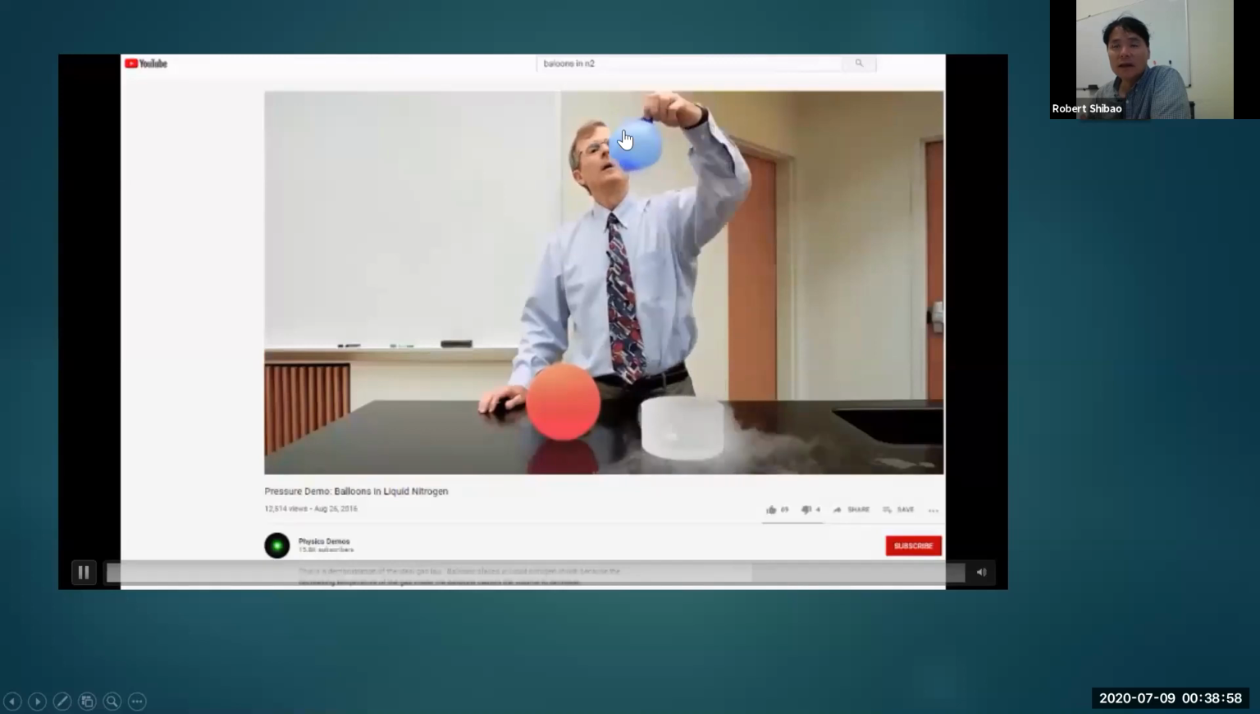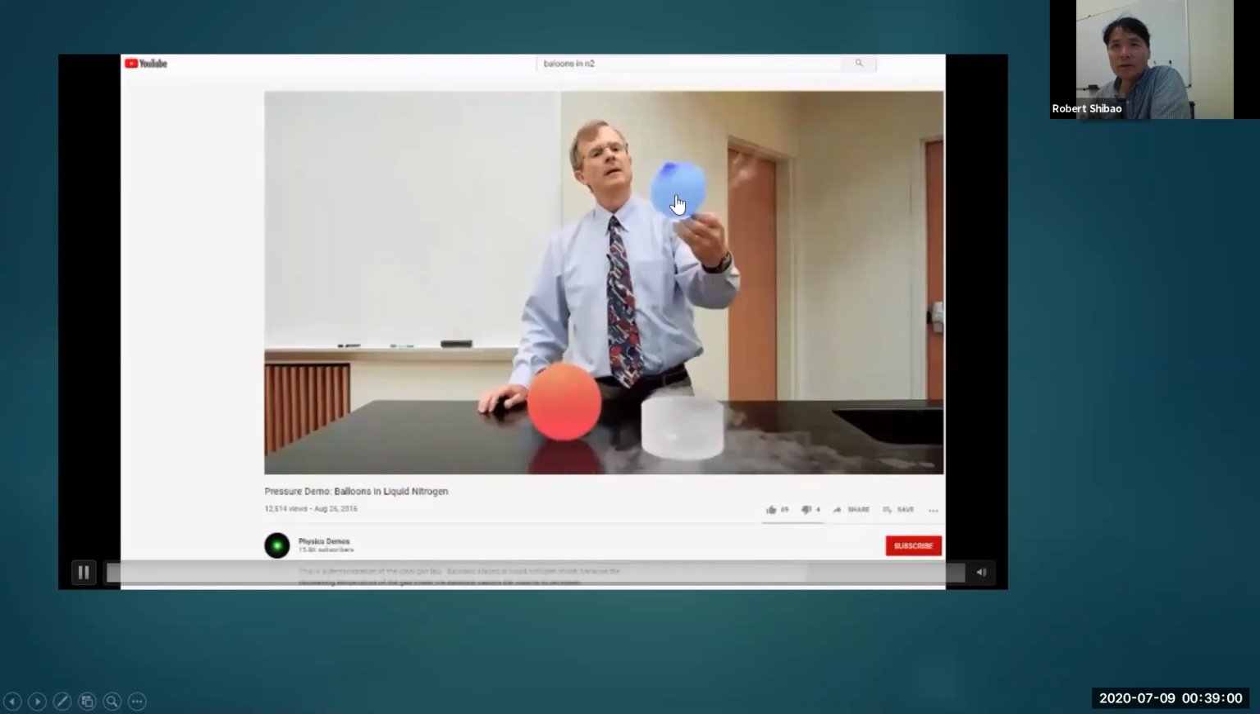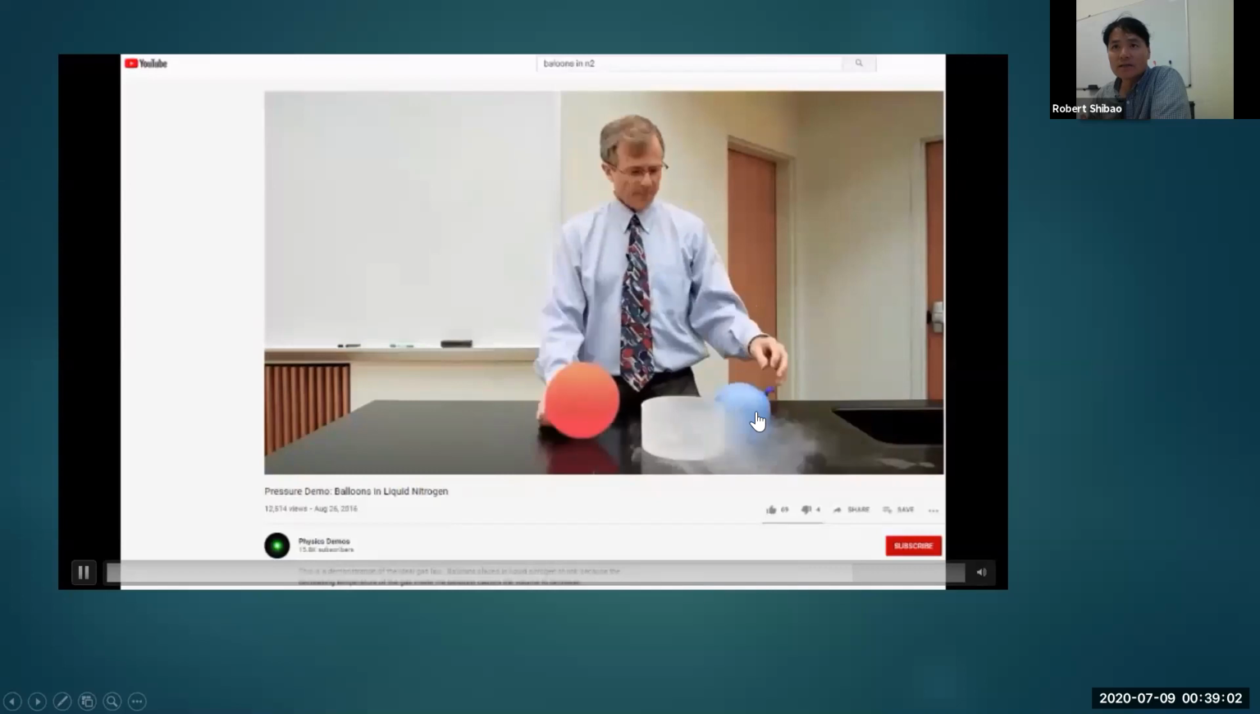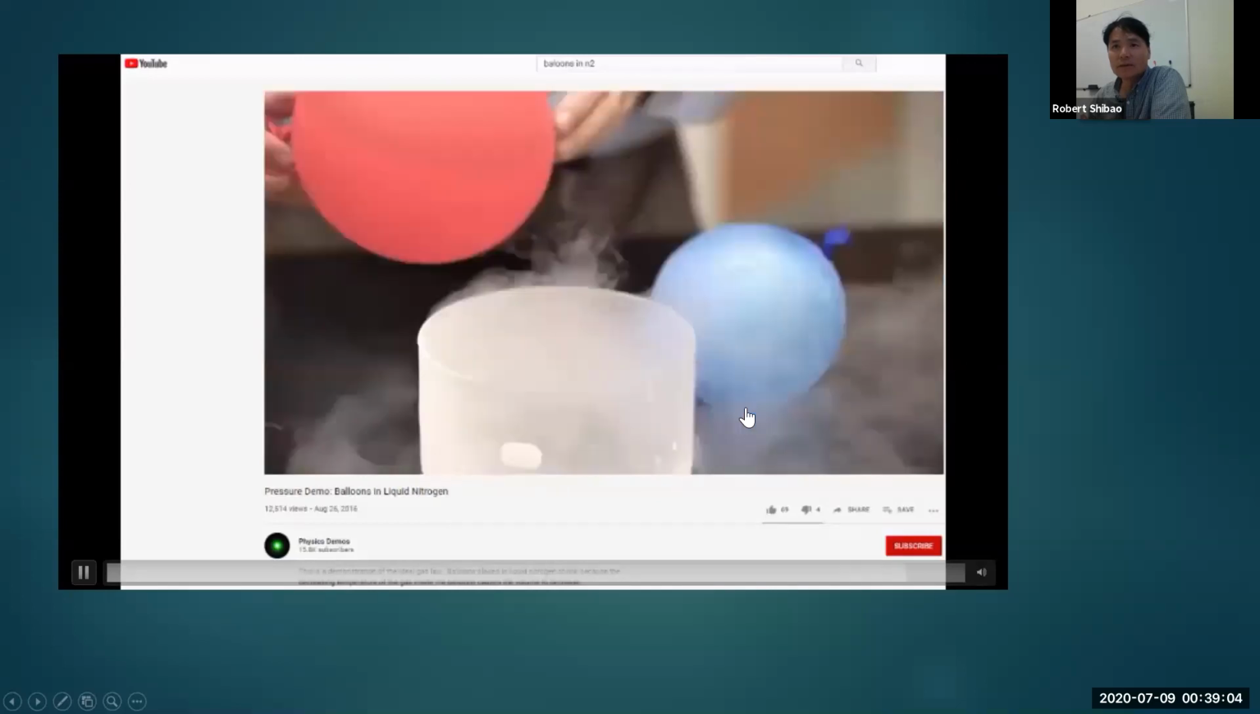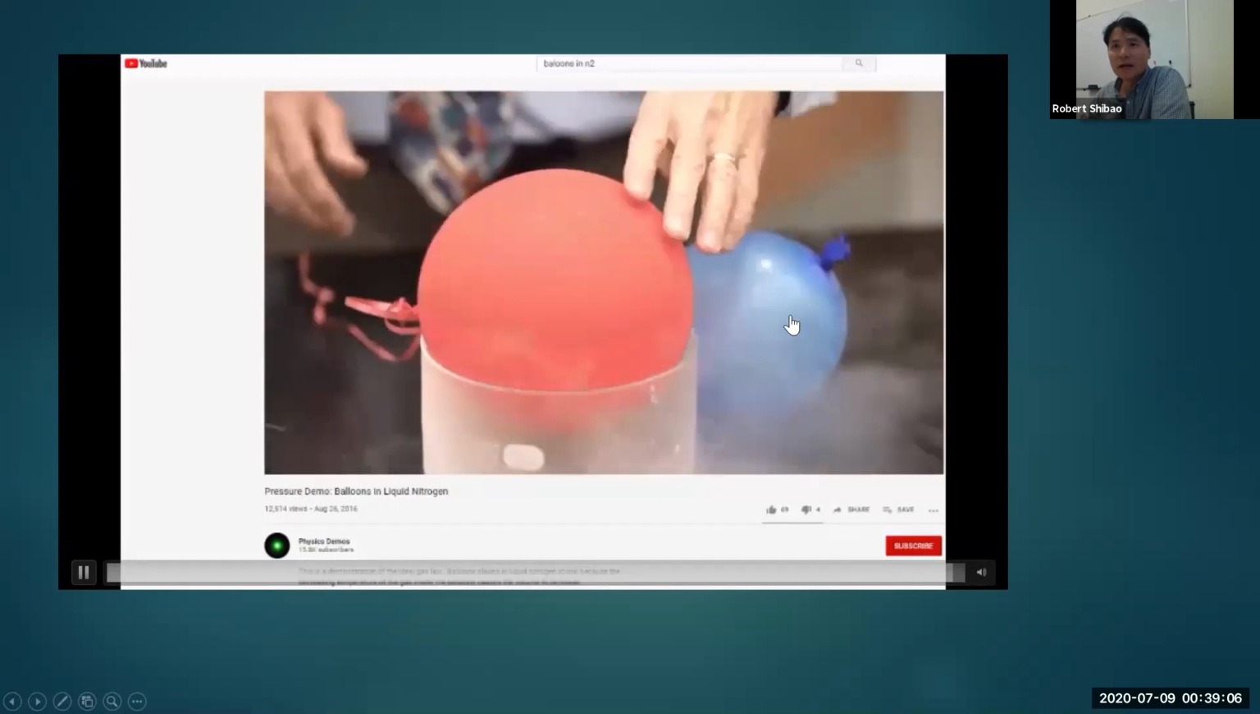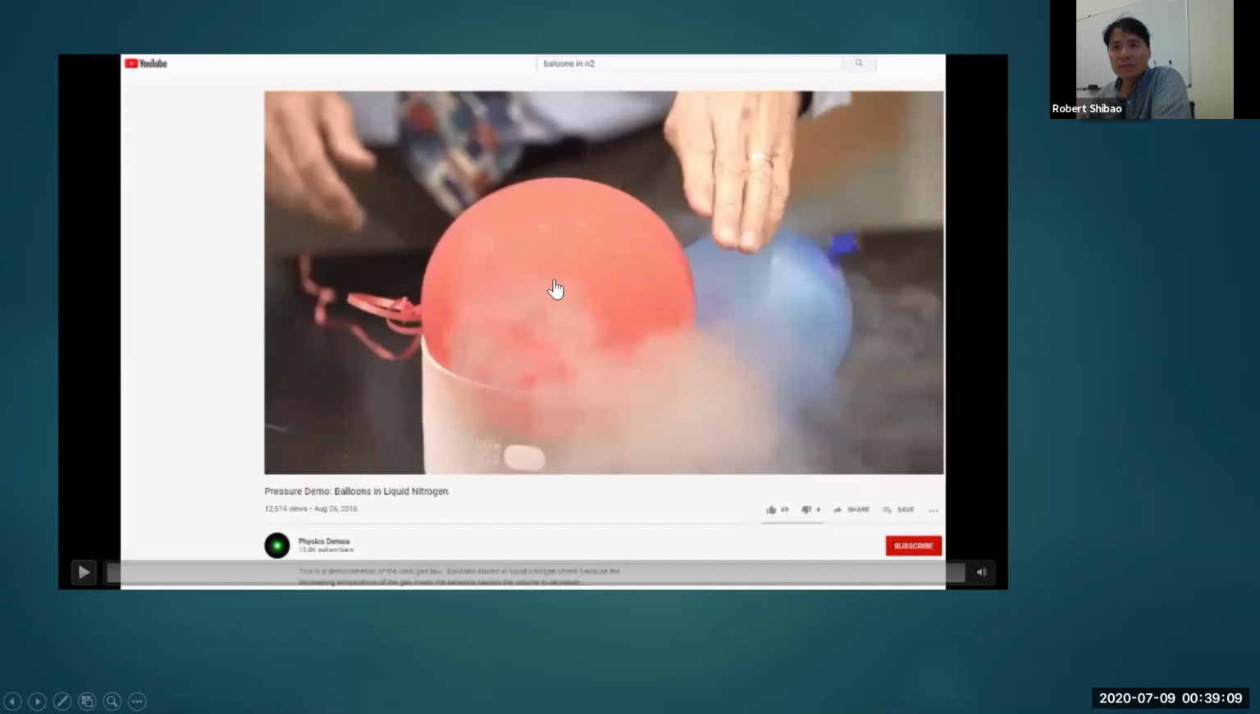And then they allow it to warm back up to room temperature. You allow it to warm back up to room temperature, the gas expands. Keep an eye on that balloon, it's going to expand. This balloon here is helium, so helium is going to do the same thing essentially. So I cut the video off there.